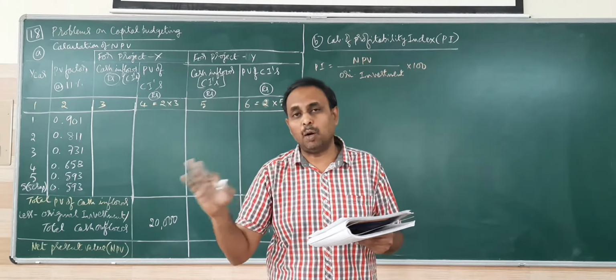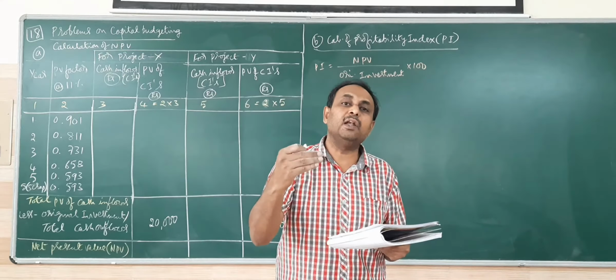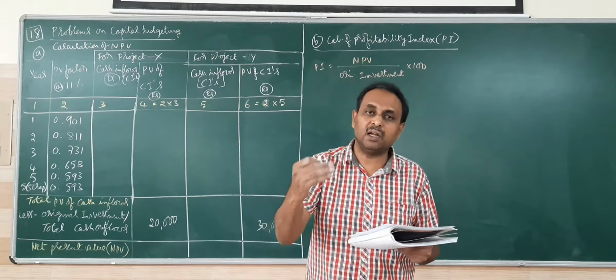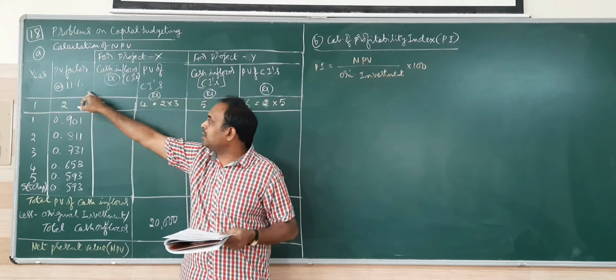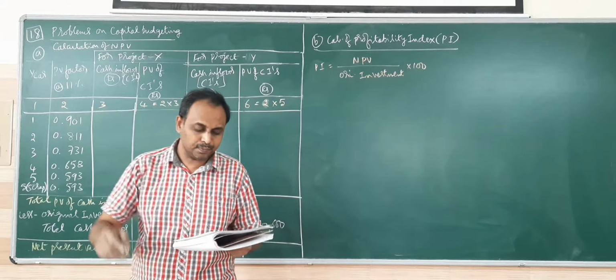5 years is not common for everything. We have to see the life. The life may be 6 years, so it is received at the end of 6 years. At the end of 5 years means at the end of 5 years. We have to check and understand. So let me get into the factors here. I have taken PV at 11%. I have done the calculation and put it over here.